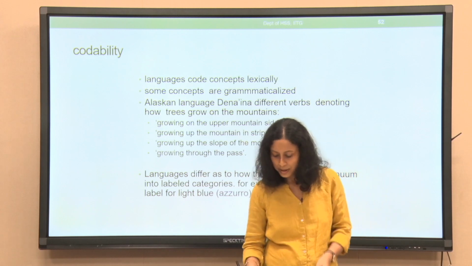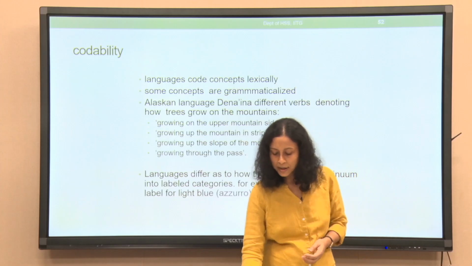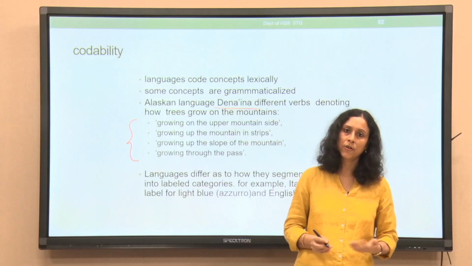This is an example again from a textbook. So, languages code concepts lexically, as we have just said, that we have single words for a particular concept. In this particular language you see there are so many types of trees that grow on the mountain. For us, we do not really have any languages that we speak. If you think, probably we do not have such finer nuances of trees growing on the mountain slope having so many different single words that denote that understanding. So, this is what we mean by codability. These concepts are codable in this language, whereas it may not be in another language.